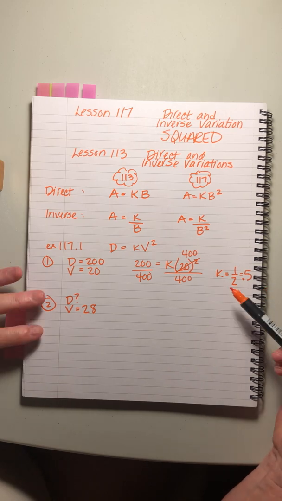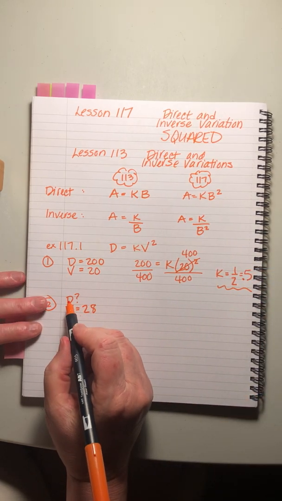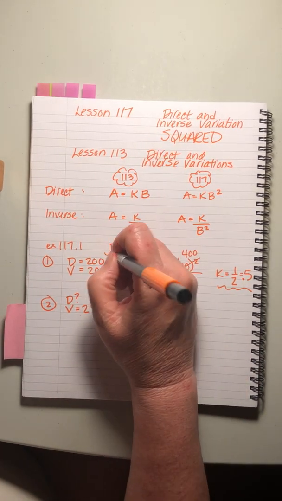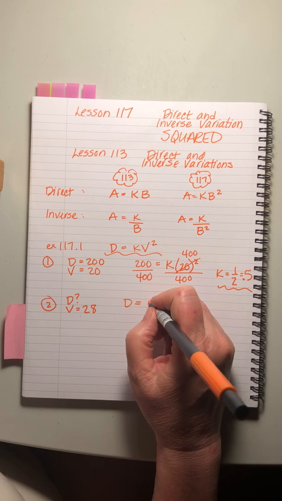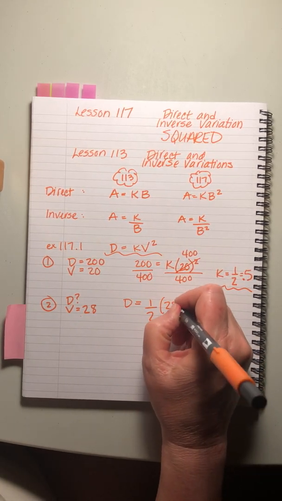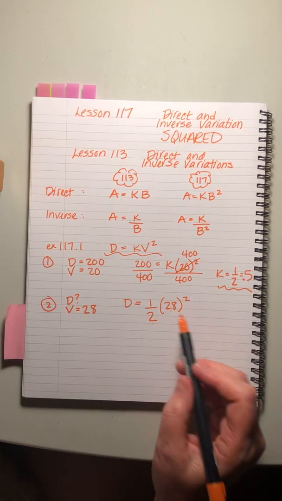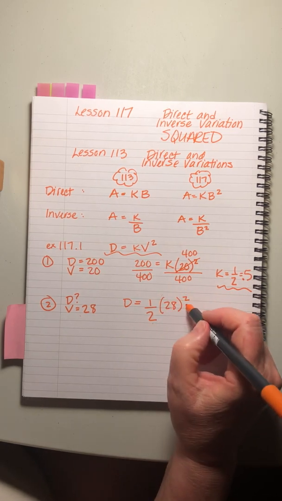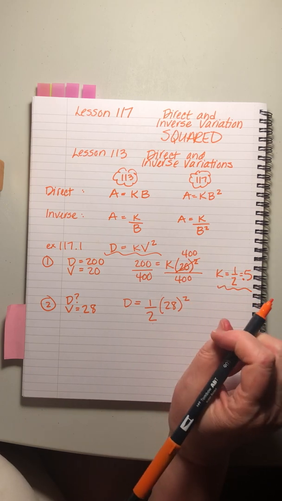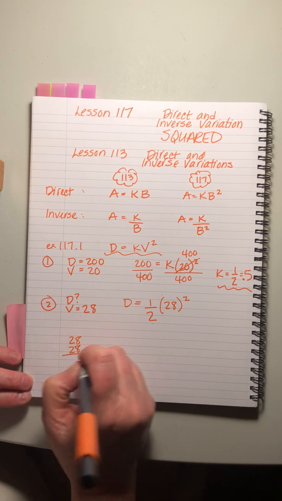So now we're ready to use our value for k over here. So the distance is what we don't know, but we know it's going to be equal to, there's our formula, our constant, I'm going to use 1/2, times the velocity squared. Okay, now we can't cancel here yet. We have to square this number before we can adjust it, right? So I'm going to multiply 28 times 28. I don't know that in my head.